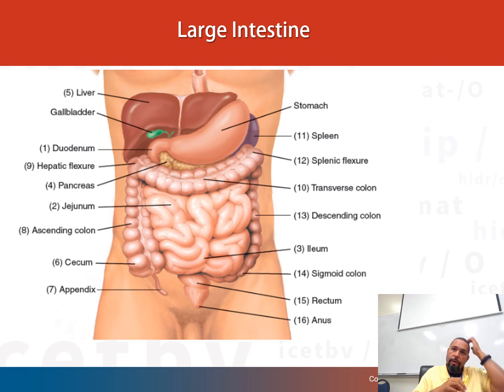The descending colon continues until it forms the sigmoid colon and then the rectum. The rectum is the last part of the GI tract, and it terminates at the anus, where whatever you ate is going down the toilet. Okay?